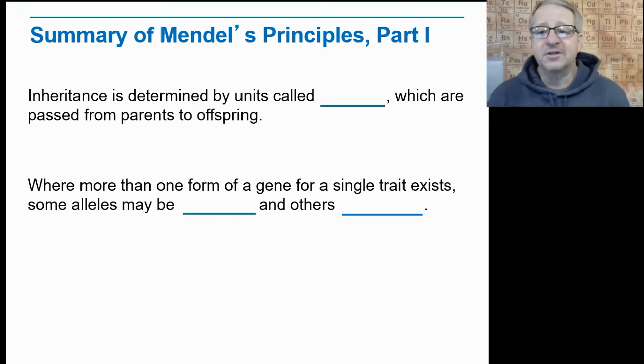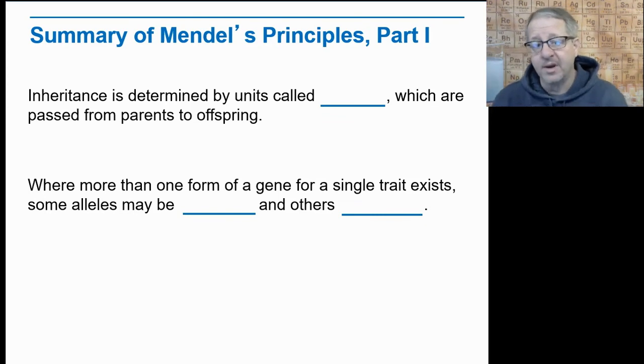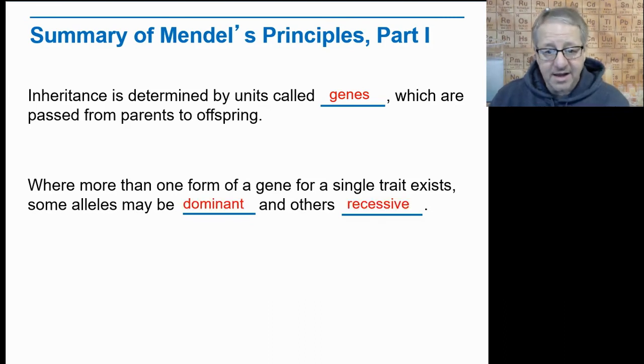All right, so Mendel's principles of heredity, which he observed through patterns of inheritance, they really do form the basis of our modern understanding of genetics. So, inheritance is determined by units called genes, which are passed from parents to offspring. This is really a summary of what Mendel was able to figure out. He also figured out that where there's more than one form of a gene for a single trait, some of the alleles may be dominant and others might be recessive.